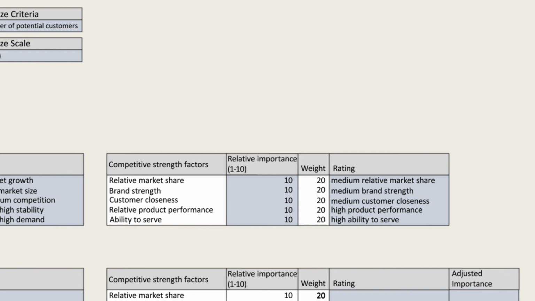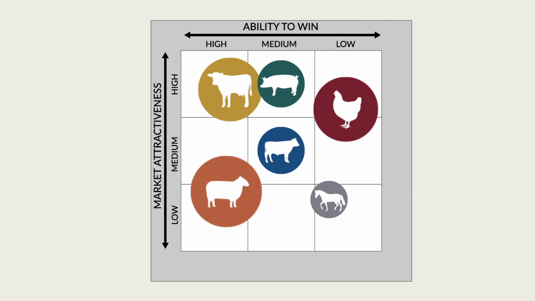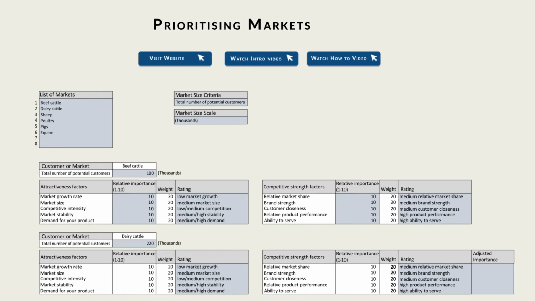Now, when you've completed the attractiveness and strength tables for every market, you will have a completed priority chart that looks something like this. Now, I mentioned we'd come back to the relative importance scores. If you want to change the relative importance of any factor, you simply change these numbers here, where 10 is the most important and 1 is the least important. So in this example, by changing the numbers like this, we increase the weighting of the market growth rate to 33%, while demand for your product or service drops to a weighting of around 7%, which means that market growth rate will count nearly 5 times more than demand for your product or service in assessing the attractiveness of this market.